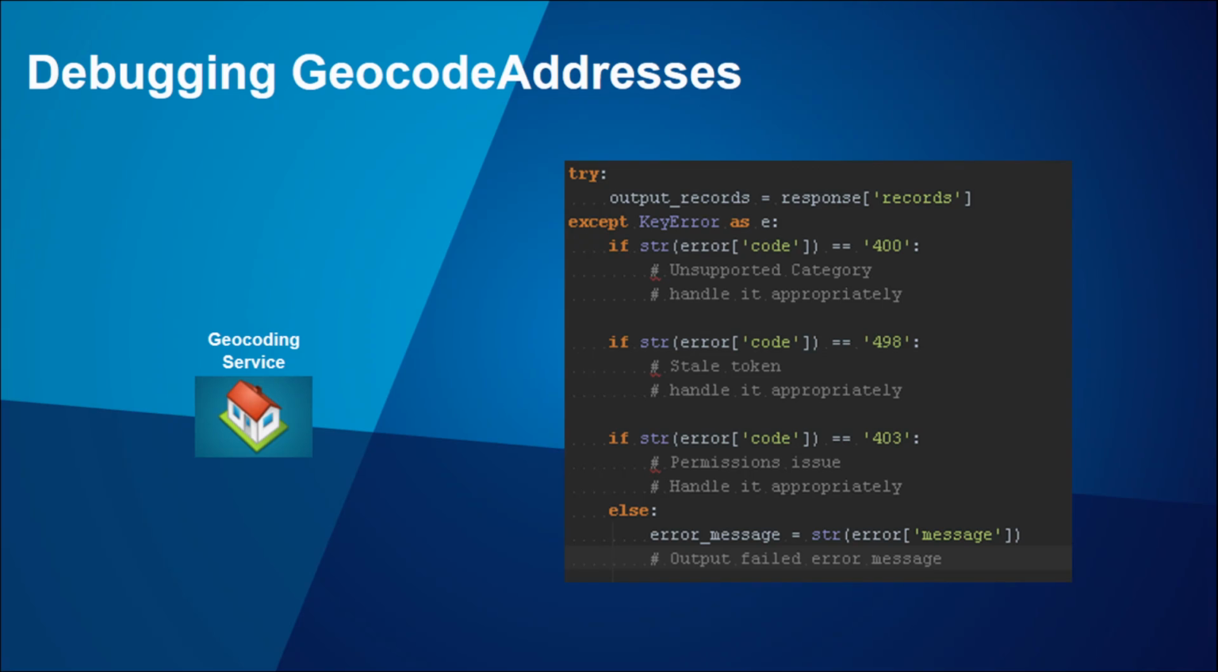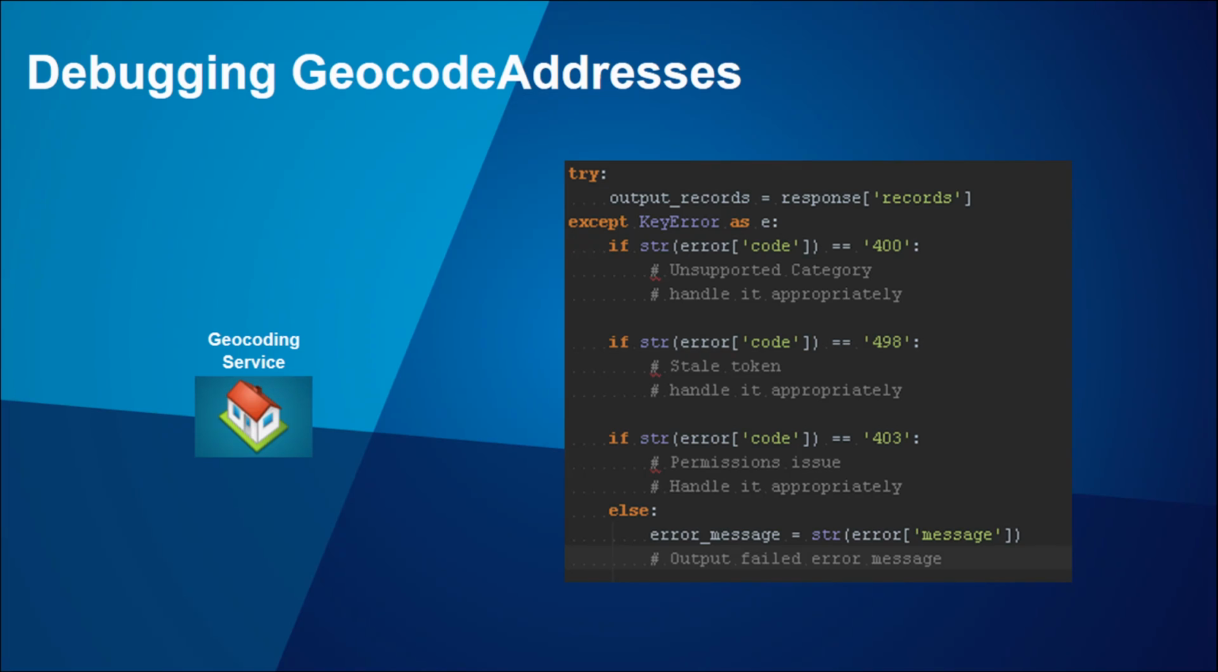So some tips when debugging geocode addresses. You expect records in the response, but if records gives you a key error in Python, then you have an error code. So you would expect a certain error code. And these are some possible error codes that you might deal with when dealing with geocode addresses.